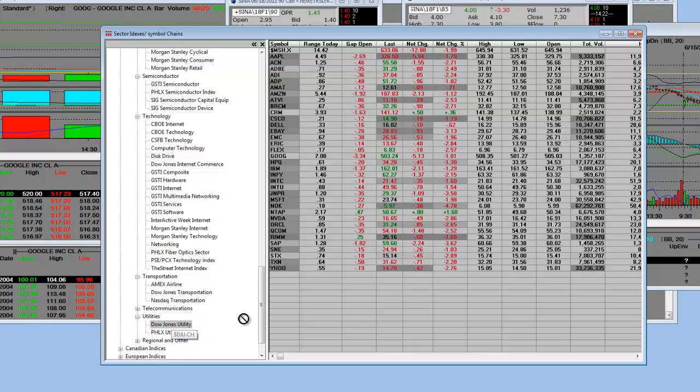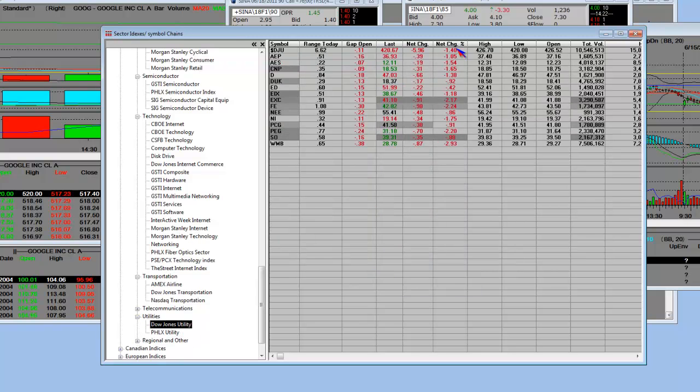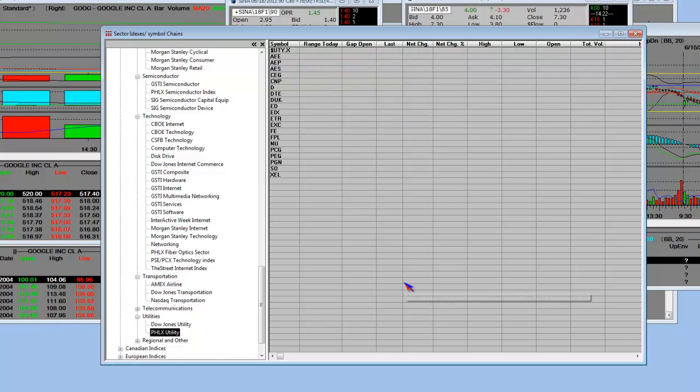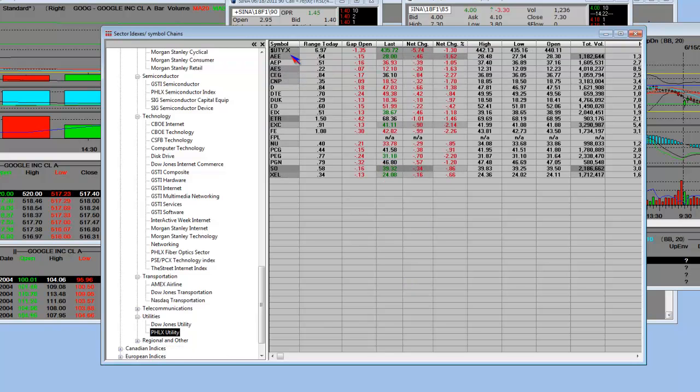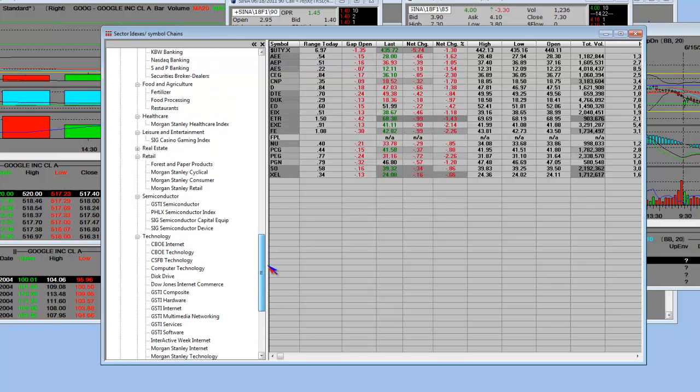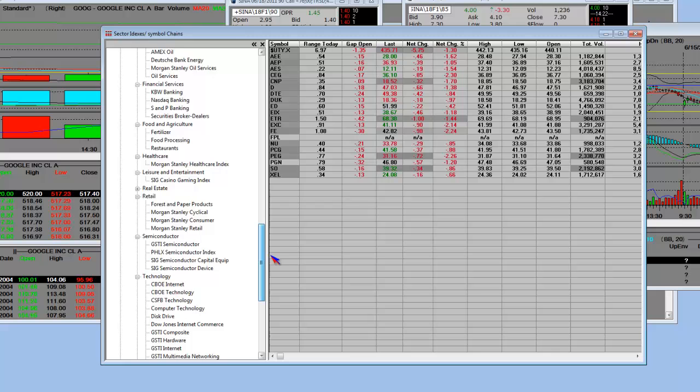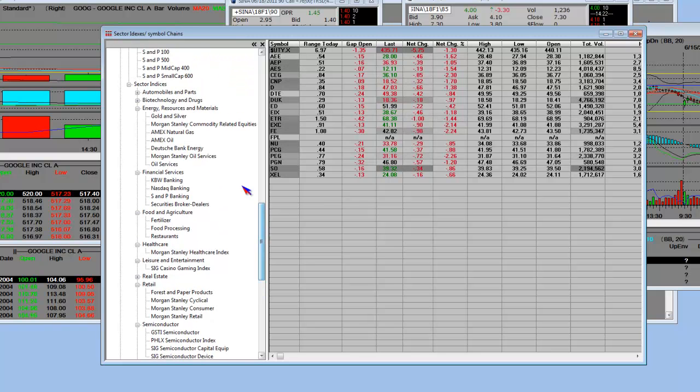Let's take a look at the Dow Jones Utility. All red in the Dow Jones Utility. All red. Philly Utility, all red. Look at these. There's some good names in here, I can tell you, but they're all being sold again. And they were all shorts. That's the nice thing about it, knowing where the money's going to print, how it's going to print, knowing how to get in.